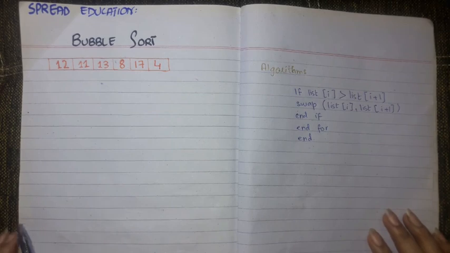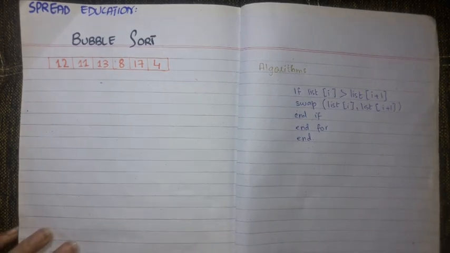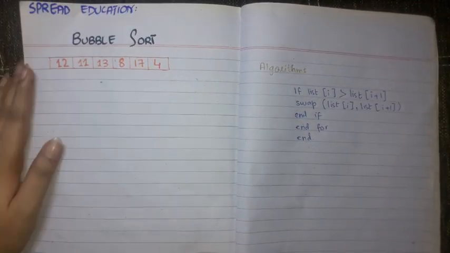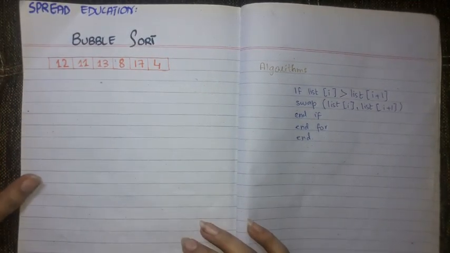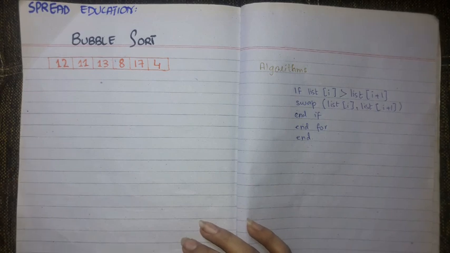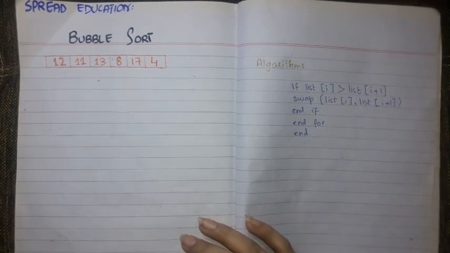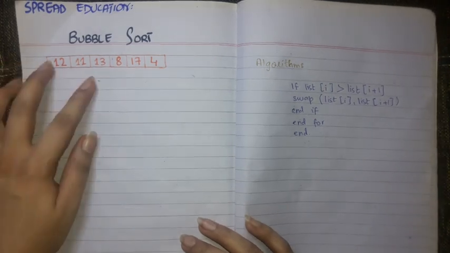So today's topic is bubble sort. So what does sorting mean? Sorting means to arrange the values in increasing or decreasing order, like in any particular order. Okay, so how does bubble sort work? We have an example.